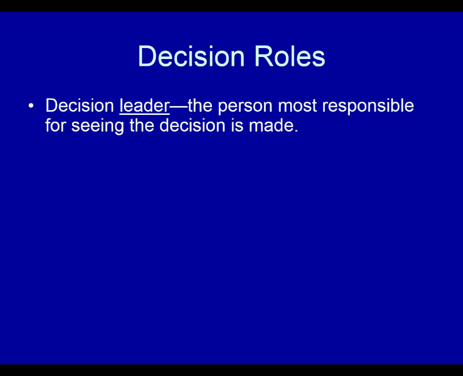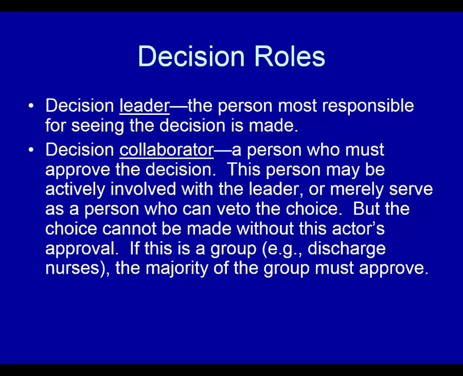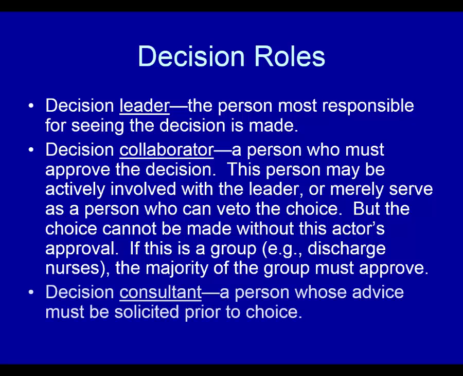We talked about the decision leader. I said a minute ago, the leader is the person responsible for seeing the decision is made. Decision collaborator is the person who must approve the decision. This person may be actively involved with the leader or merely serve as the person who can veto the choice. But the choice cannot be made without this actor's approval. If this is a group, the majority of the group must approve. That's the role of collaborator. Consultant is a person whose advice must be solicited prior to the choice, and that person's advice must be taken seriously. You shouldn't ask someone to be a consultant and then not pay attention to what they have to say because you're just trying to fool them. That's not good, and that will hurt you in the long run.